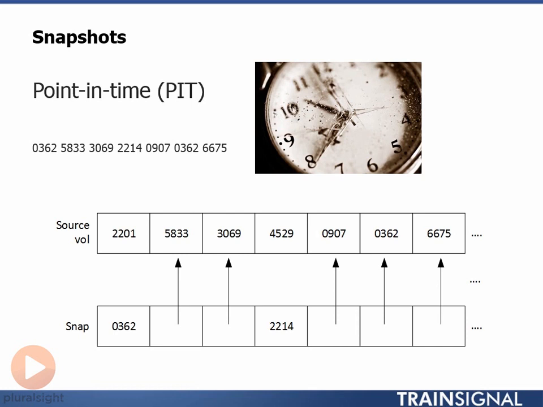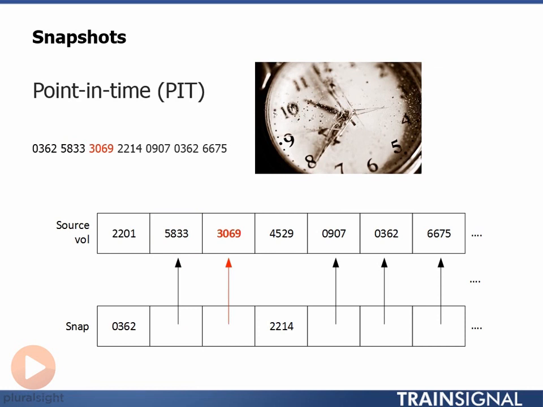Okay, so a read of block 1 in the snap volume gives us a value of 0362, which matches the contents of block 1 in our source volume at the time we took the snap. Then a read of block 2 in the snap hits a pointer, and we're redirected back to block 2 in the source volume, which gives us 5833. Again, this is the value that was present in the snap at 10:40 AM. The same thing happens for block 3, and again, the value is what we expect.